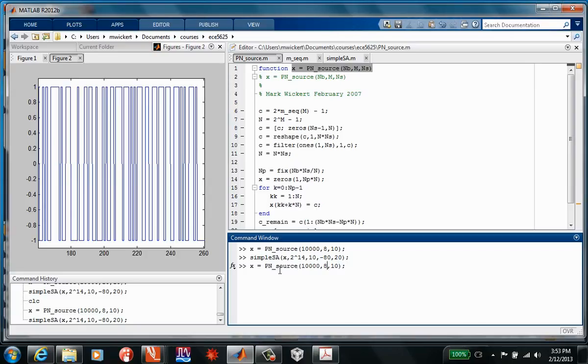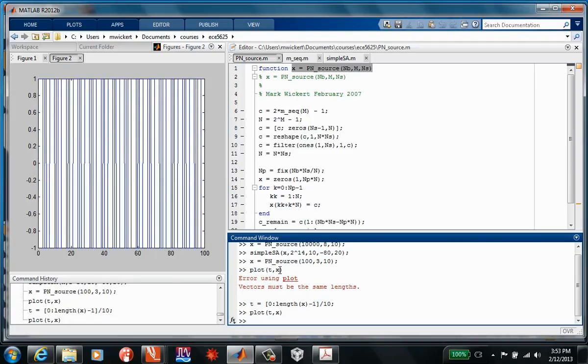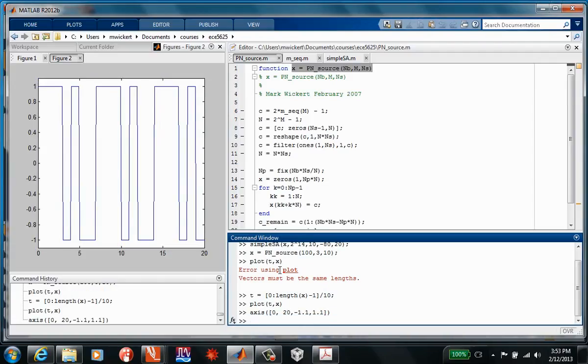So I've got it set up here. I'll put in the 3-bit one, and a really short sequence, just 100 bits, with 10 samples per bit. If I go ahead and plot that, oops, I didn't redefine my t vector. I'll put a time axis on here. So there's the pattern. If I zoom in on that to just do 20, that's the same pattern that we were seeing in the notes. It's just a piece of it. It repeats over and over again.